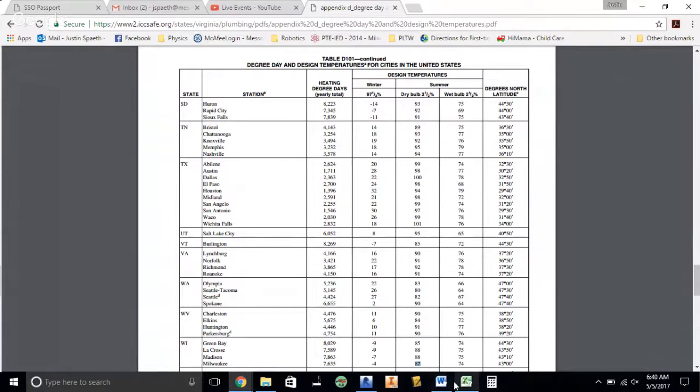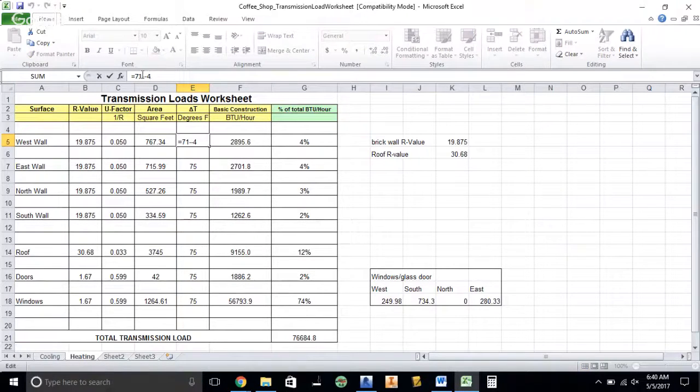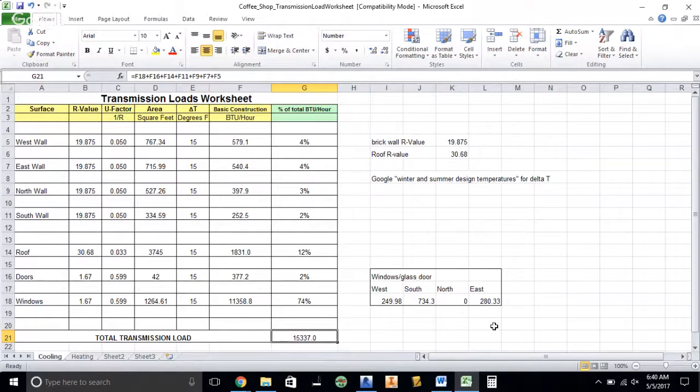So you'll see where I plug these into my spreadsheet. 87 degrees during cooling, so this is my summer. And I want to get to 72 degrees, so I need to make up that 15 degree difference with an air conditioner. Almost the same thing for heating, except I'm looking at 71 degrees inside, and we need to make up a difference from -4 degrees, so a 75 degree difference that we need to make up. Obviously a higher BTU per hour level for heating than we have for cooling.